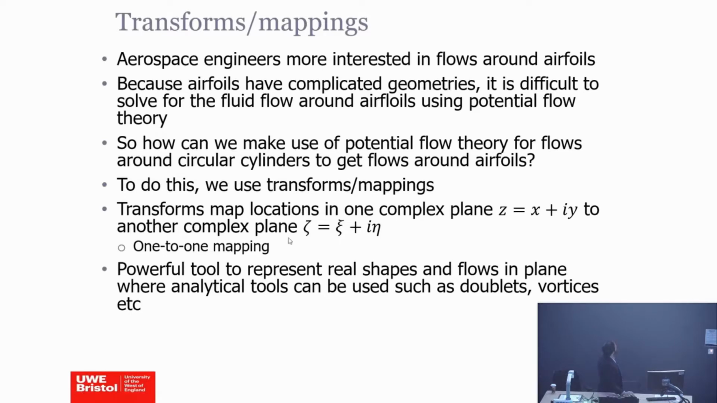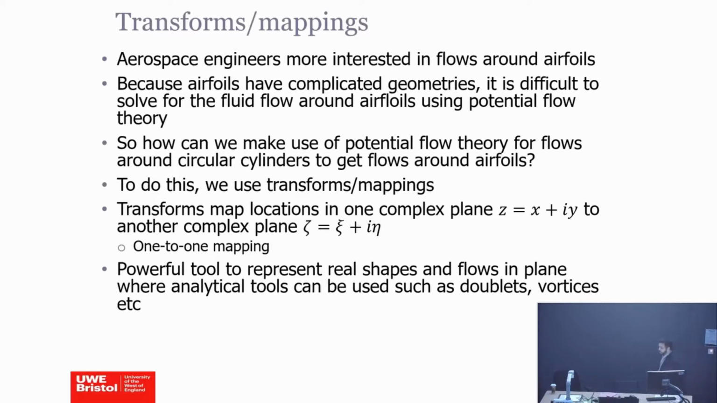So just to start, as I told you, aerospace engineers, we are more interested in flows around airfoils and wings. The problem with potential flow is that an airfoil is actually a complicated geometry to model. So if you try different combinations of sources and sinks and vortex flows and uniform flow, it's impossible to get realistic shapes of airfoils. It's just not possible. You can do it with circular cylinders and ovals, but with airfoils it's just very difficult. So what do we do?